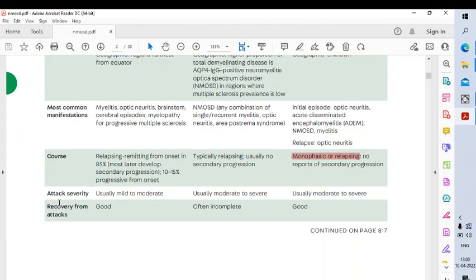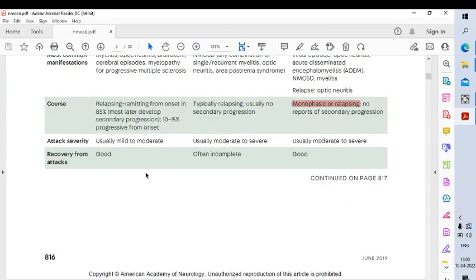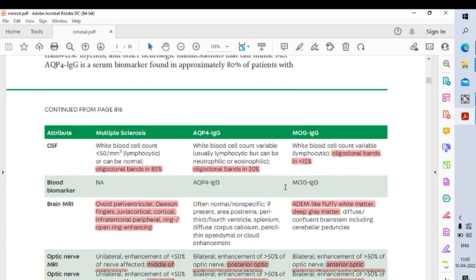Now, attack severity. MS attacks are mild to moderate, whereas severe disabling attacks are seen in aquaporin 4 and MOG. Recovery from attack is good in MS, but it is incomplete in NMO, and it is good in the case of MOG.